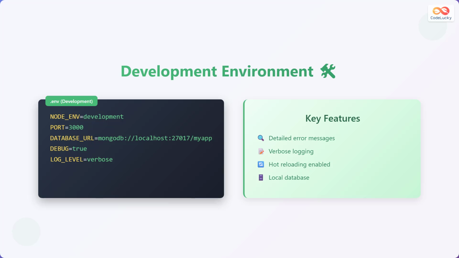Let's set up a development environment. Typically, you'll have a .env file in your development environment, where you can set variables like NODE_ENV to development, PORT to 3000, DATABASE_URL to a local MongoDB instance, set DEBUG to true, and LOG_LEVEL to verbose. Key features of a development environment include detailed error messages, verbose logging, hot reloading, and a local database.